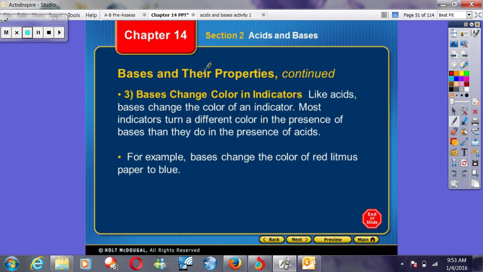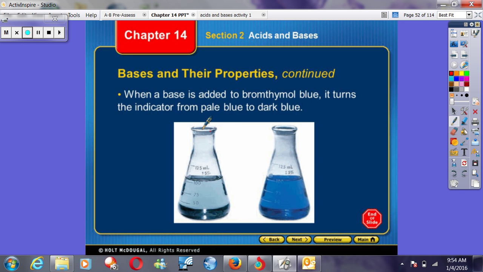Number three, bases also change colors and indicators. All right, so that's number three. Okay, so like acids, bases change colors. Most indicators turn a different color in the presence of bases than they do in acids. For example, this same bromthymol blue we talked about before. Now you see that's the exact same stuff we had for the acid, except when we add a base to it, notice it doesn't go to yellow or red, but this very dark blue. So when a base is added to this bromthymol blue, it turns from the pale blue to the dark blue. So bases turn blue. Bases, all those B words, bases, bitter, blue. Okay? So it's easy to remember, in my opinion.